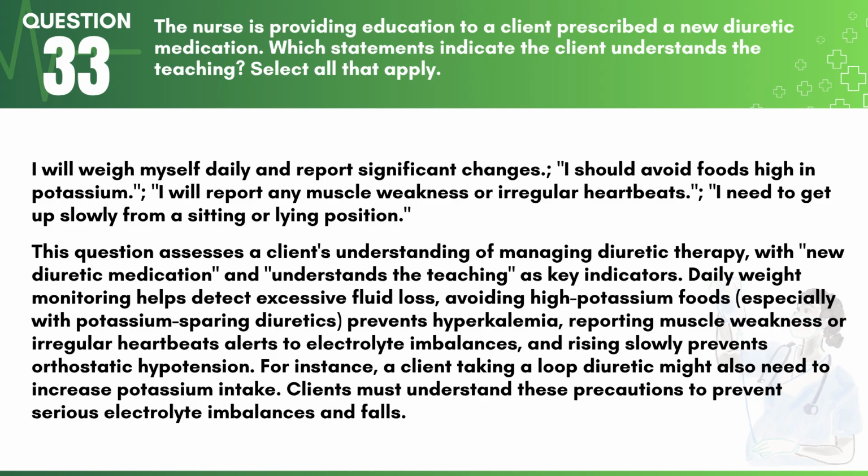This question assesses a client's understanding of managing diuretic therapy with a new diuretic medication and understands the teaching as key indicators. Daily weight monitoring helps detect excessive fluid loss, avoiding high potassium foods, especially with potassium-sparing diuretics, prevents hyperkalemia, reporting muscle weakness or irregular heartbeats alerts to electrolyte imbalances, and rising slowly prevents orthostatic hypotension. For instance, a client taking a loop diuretic might also need to increase potassium intake. Clients must understand these precautions to prevent serious electrolyte imbalances and falls.